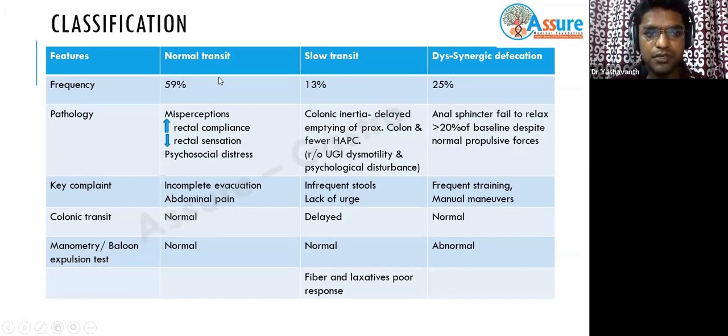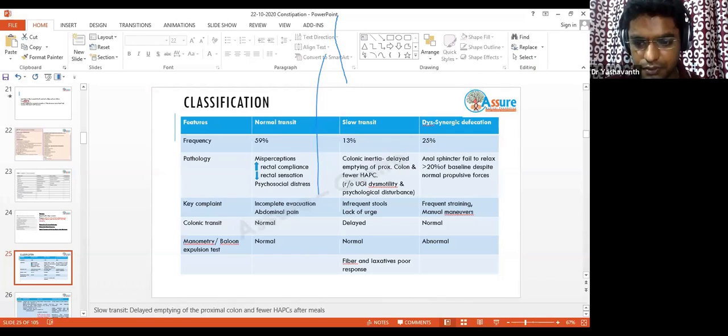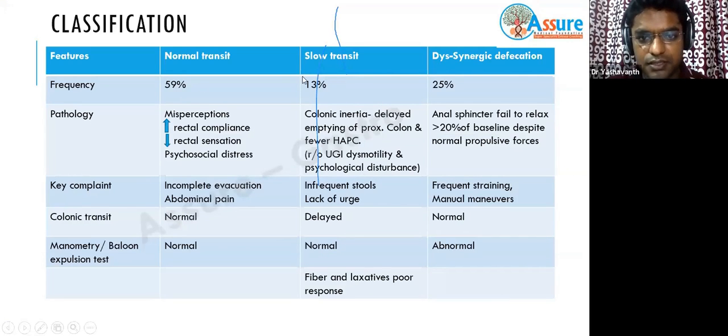So the types, I've summarized in the table. You have normal transit constipation, slow transit constipation, and dyssynergic constipation. Normal transit constipation accounts for nearly, please don't write over the screen, it is for your convenience itself. In slow transit you have 13%, and dyssynergic accounts for 25%.